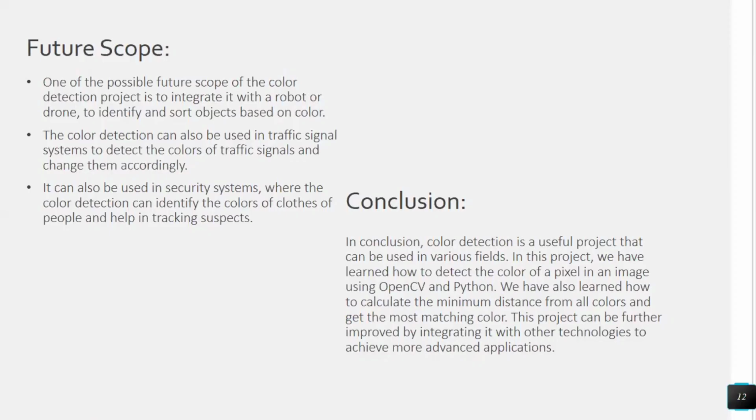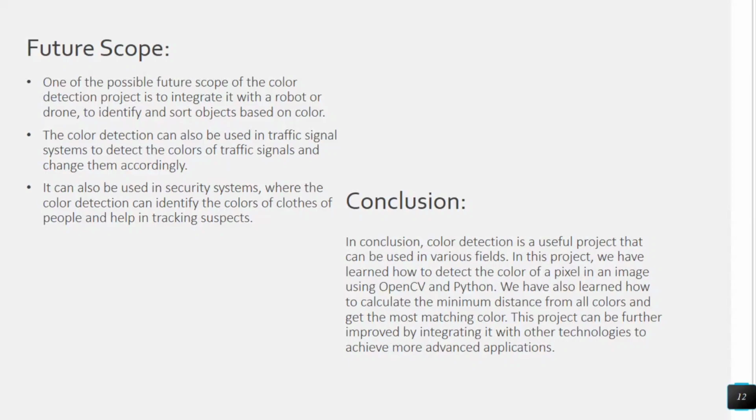And the future scope of the color detection project in Python using OpenCV and machine learning is that one of the possible future scopes of the color detection project is to integrate it with a robot or drone to identify and sort objects based on color. Color detection can also be used in traffic signal systems to detect the colors of traffic signals and change them accordingly. It can also be used in security systems where color detection can identify the colors of clothes of people and help in tracking suspects.